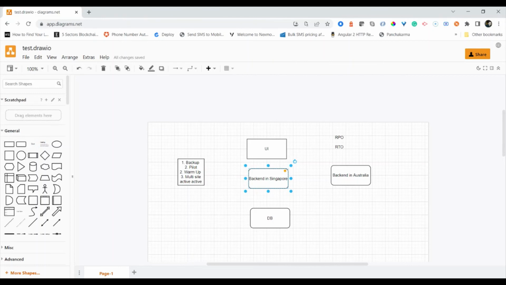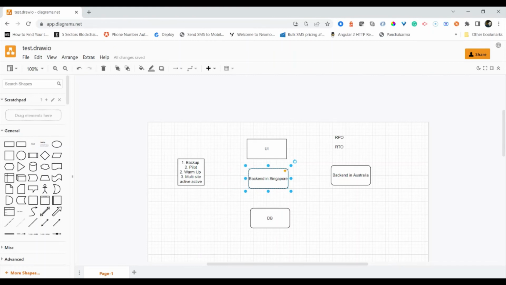Now, this is a bit more cost heavy compared to pilot and backup, because you are additionally creating one server that is kept active. It is just a DNS switch we need to make to that setup, and then it will automatically work in that region. So that is warm up.